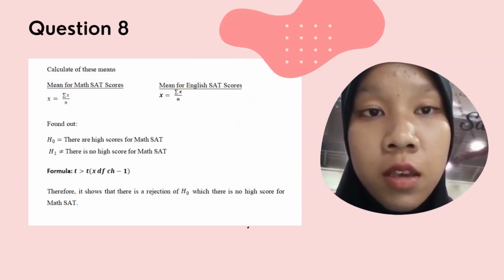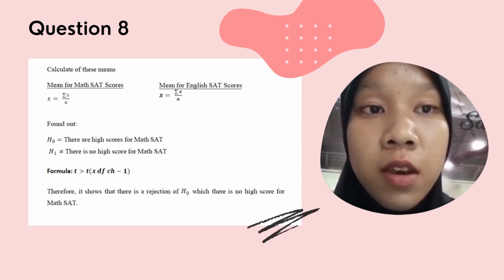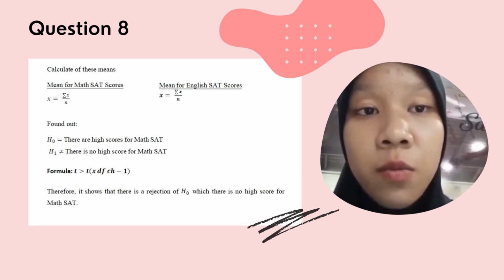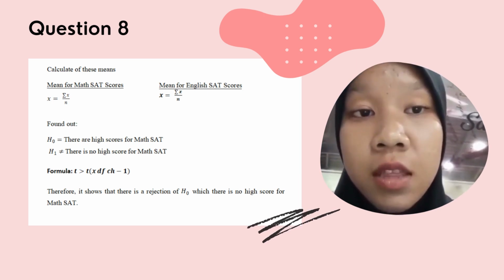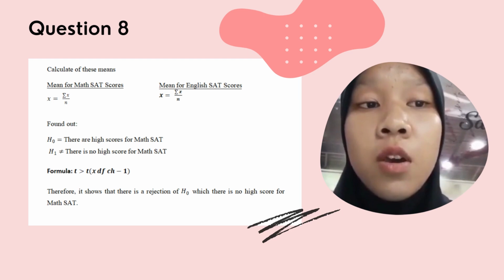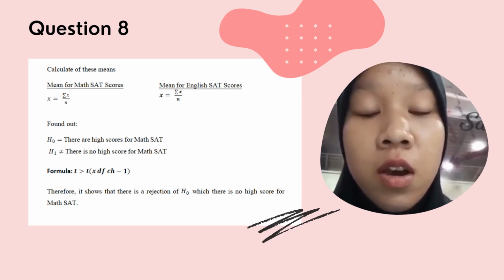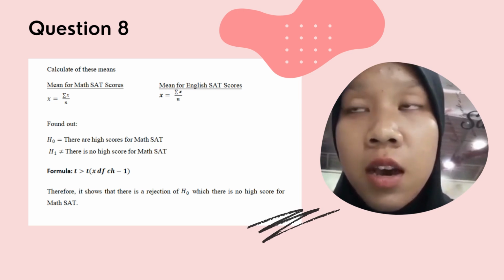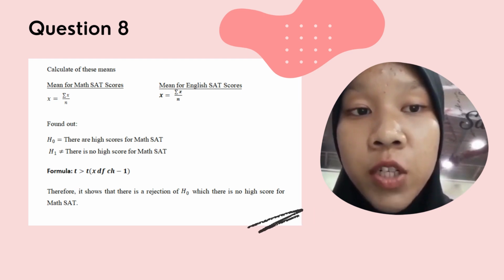Okay, question number 8 asks whether the students had higher overall math SAT scores or English SAT scores. There are 5 steps to find the answer. Step 1 is to calculate the means of the math SAT and English SAT scores, and then you will find there will be H0 for high scores from math SAT and H1 for no high score in math SAT. Step 2, you will find the proportional.